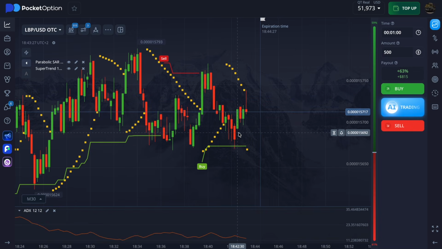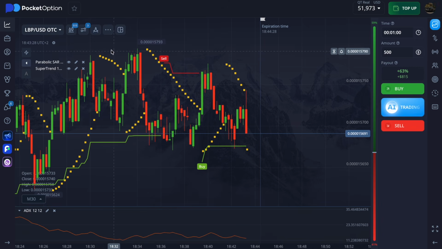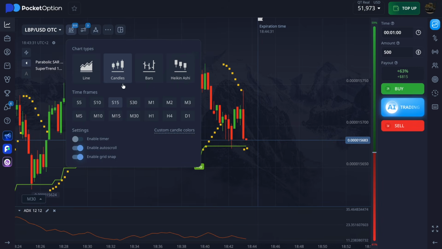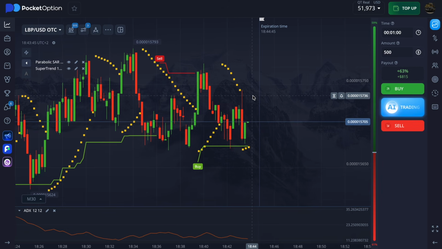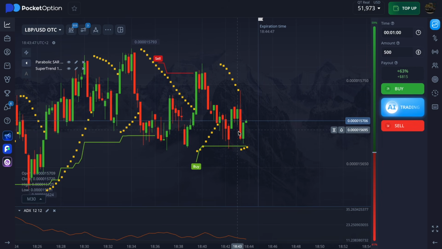Now, to make 1-minute trades, I select the candlestick chart type and set a 15-second time frame for candles specifically for 1-minute trades. And I also set 1 minute since I will be making 1-minute trades. I set the trade amount to $500. I'll start explaining now how I work with this strategy.